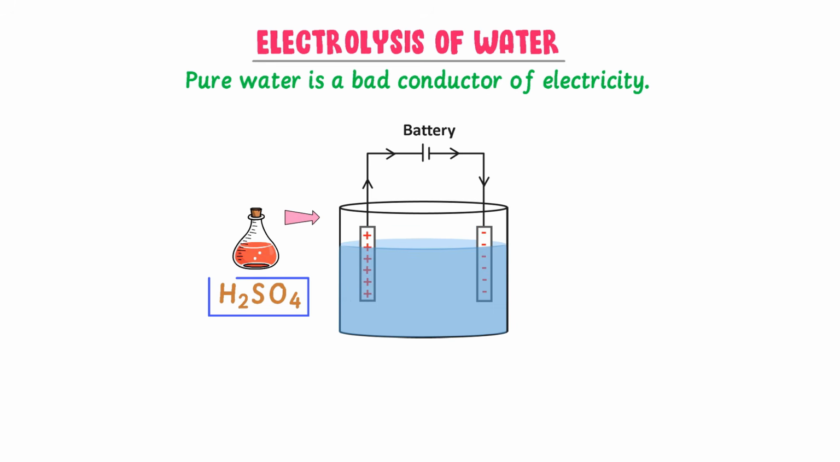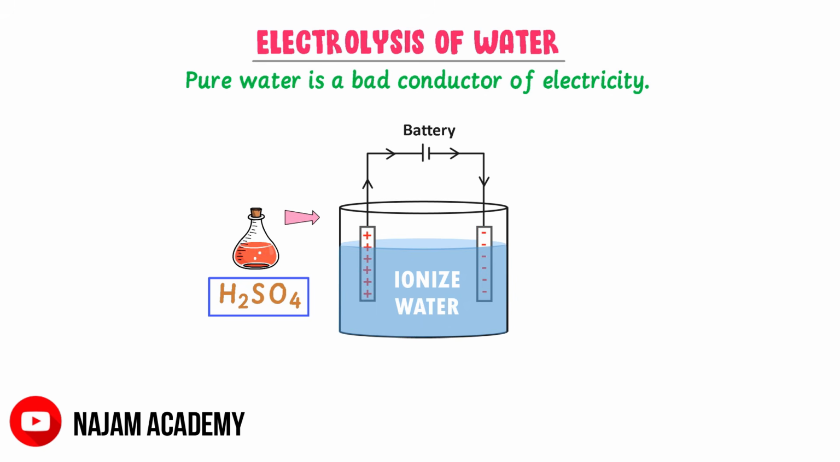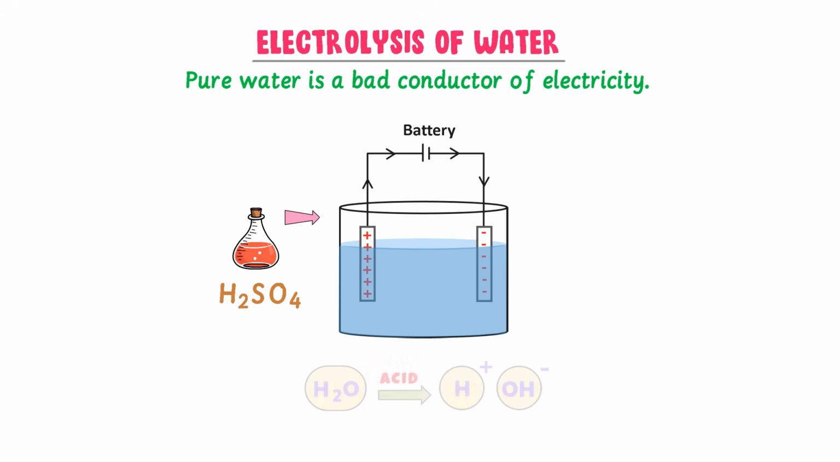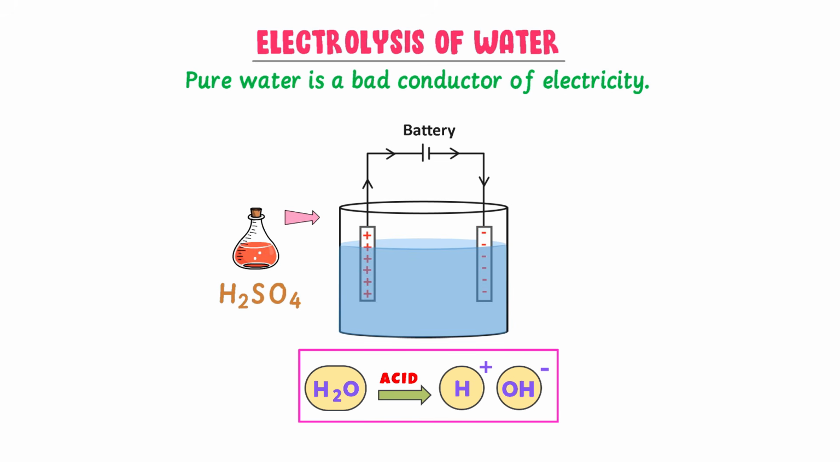The acid H2SO4 will ionize the water. Do you know the term ionize the water or water ionization? Well, when we add few drops of sulfuric acid to the water, it will break the water into hydrogen ion and hydroxide ion. Thus remember that there are millions of hydrogen ions and hydroxide ions present in this electrolytic cell.